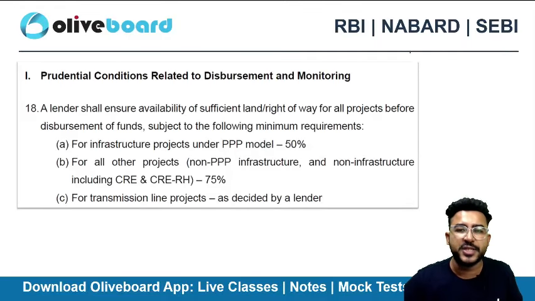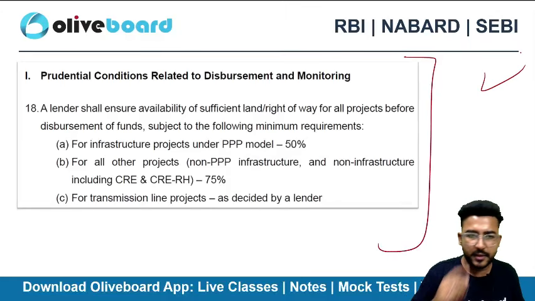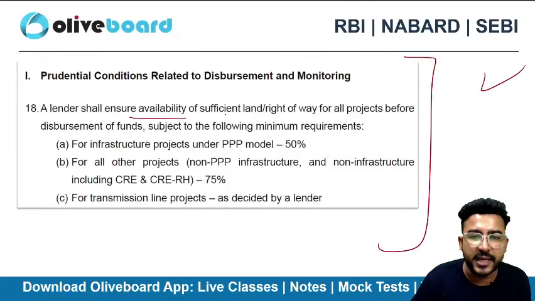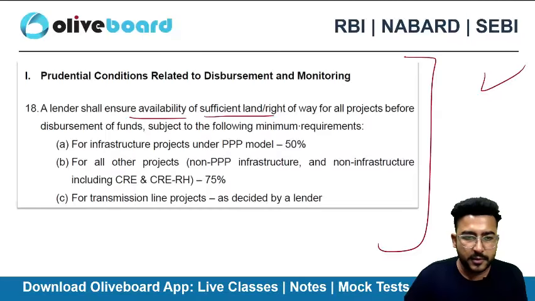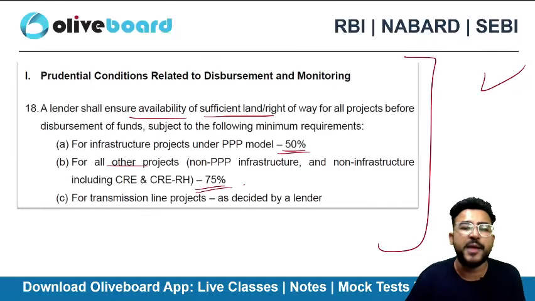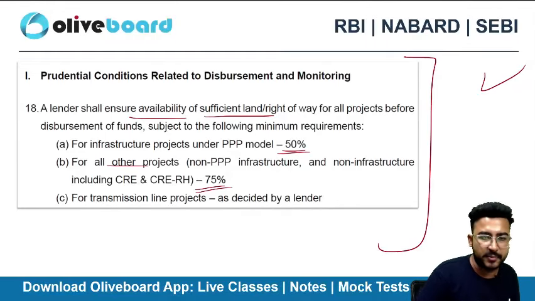Now, these prudential conditions also you need to remember. A lender shall ensure availability of sufficient land. For infrastructure projects, 50% requirement is there. For any other kind of project, 75% requirement is there. These two limits again you need to remember.